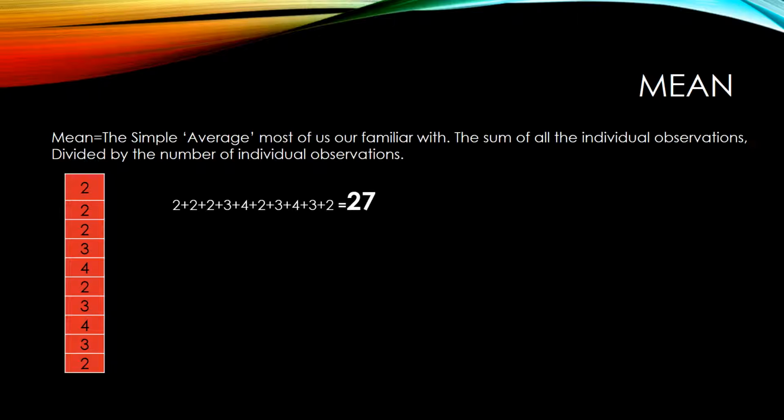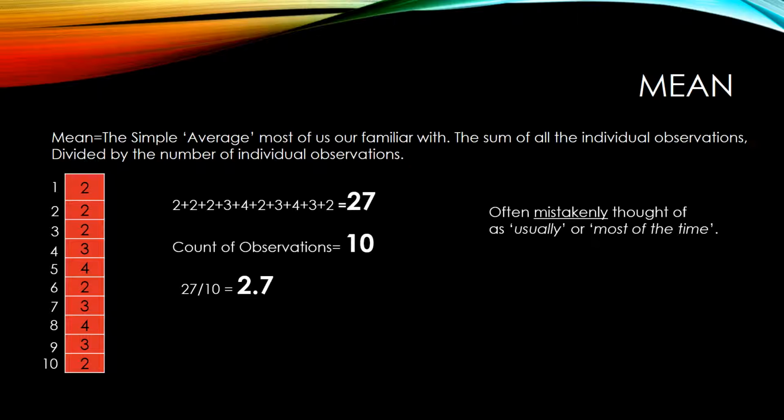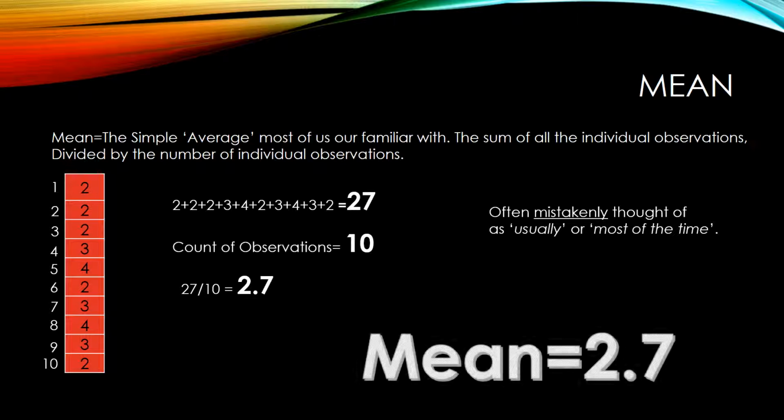We have a data set right here. We add all these up, we get 27. We count how many observations there are. There are 10. So we have a count of 10 and a total of 27. So we simply take 27 divided by 10 and we get 2.7. That is our mean. Now this is often mistakenly thought of in the context of usually or most of the time, which is really not the case. We'll talk more about that. So for now, we're going to say we have a mean of 2.7 and that's how we calculated it. So let's move on to the lesser used metrics.